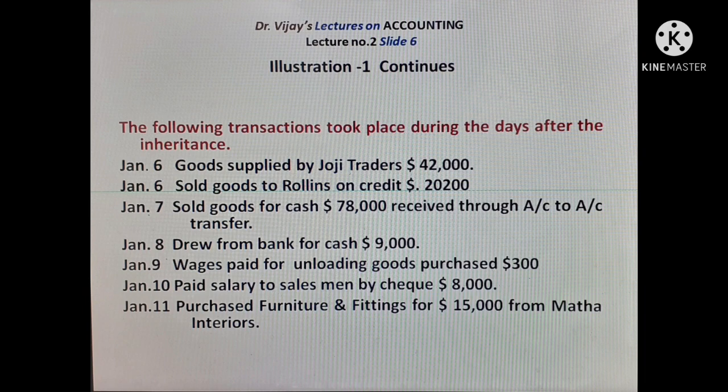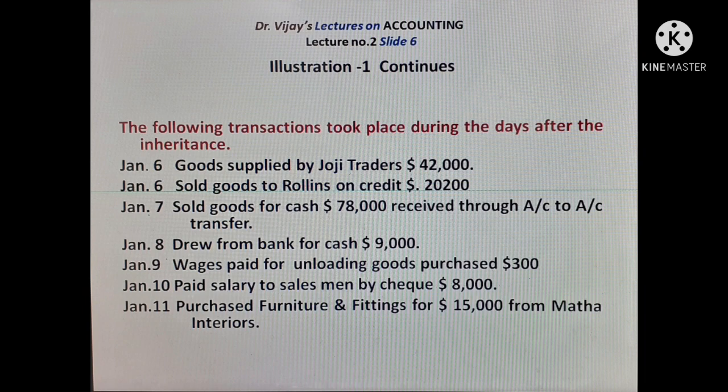Now Jan 10, paid salary to salesman by check. Salary is an expenditure of the firm, so salary account to be debited. And it is paid by check, so money goes out of the bank account. Bank account is giver, to be credited.